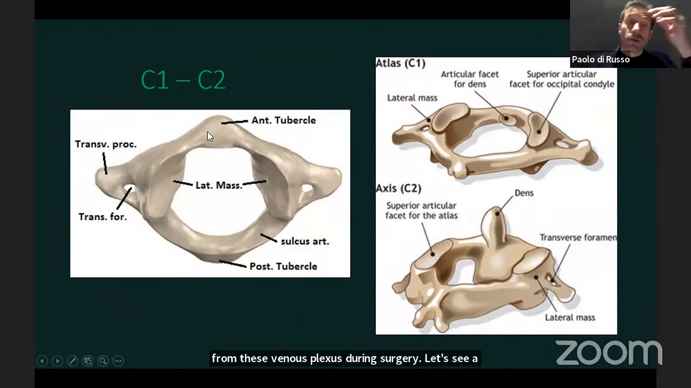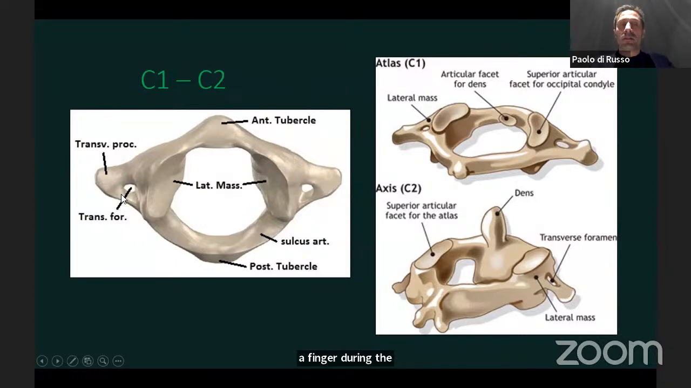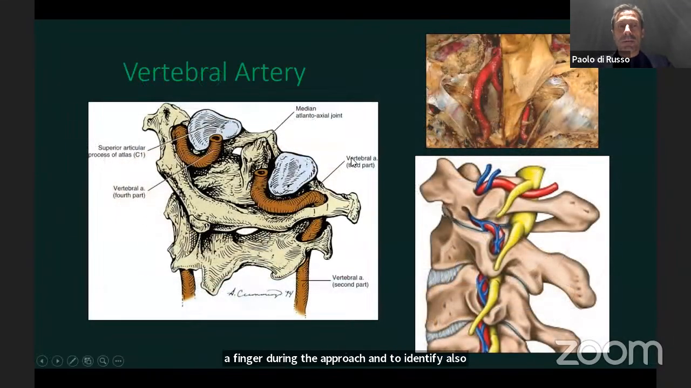So really important to identify for this kind of approach is the transverse process of C1, which you can palpate very well with your finger during the approach, and to also identify the transverse foramen of the vertebral artery. The vertebral artery is the structure of this approach.